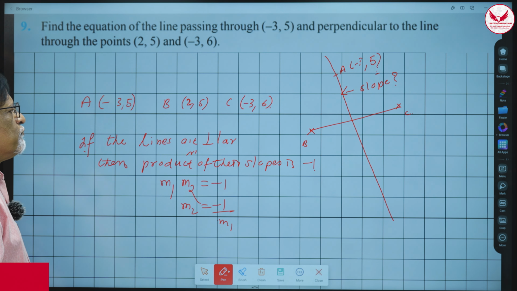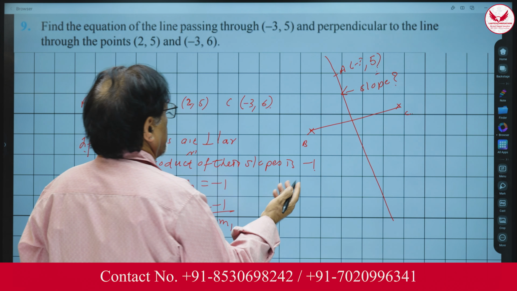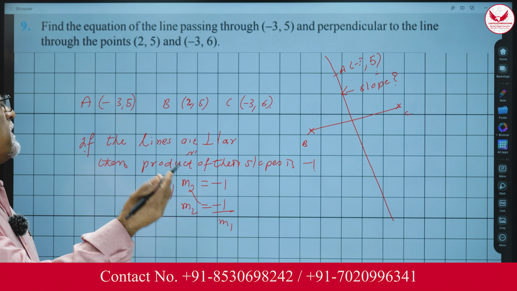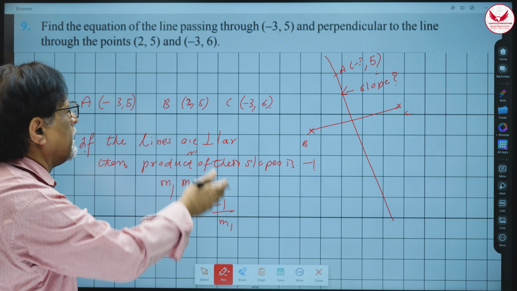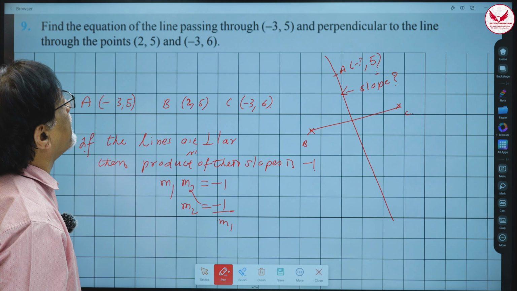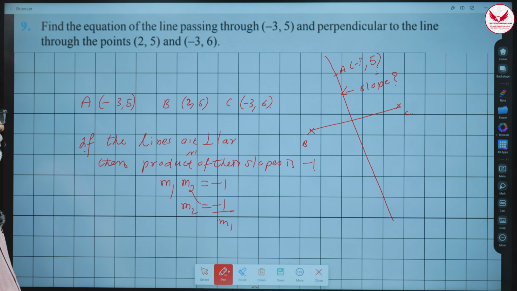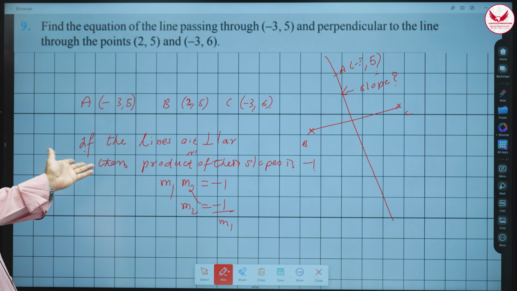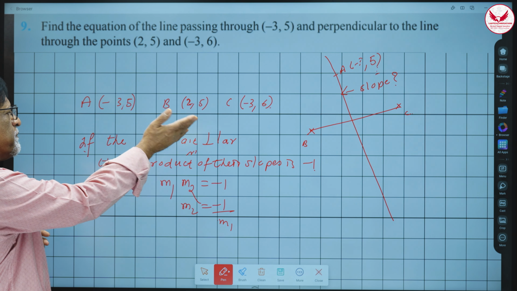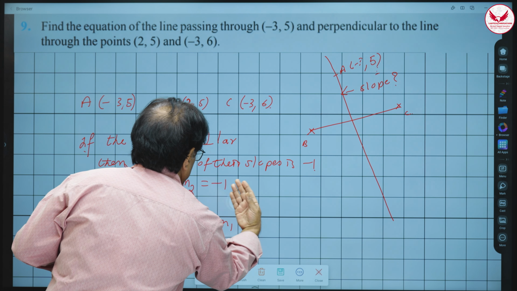So our job is ready made. Find the slope of BC, then find the slope of the line through A, and then use the formula y minus y1 is equal to m into x minus x1. This is the required information that you should have. You should memorize this, that the product of the slopes is minus 1 if the lines are perpendicular to each other. Now I am going to remove this.